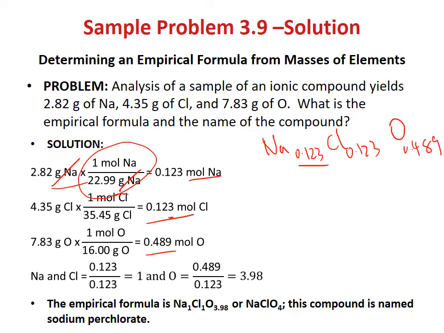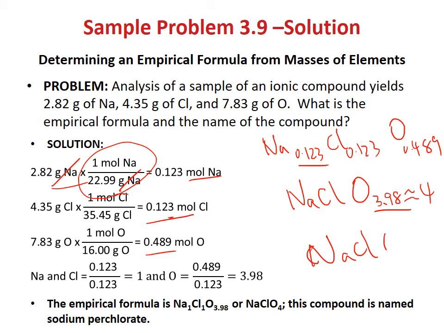So divided by this number, you get sodium 1, chlorine 1, oxygen 3.98. And note that this is very close to 4. When we do chemical analysis, you always induce small errors. And so this can be approximately 4. And so the empirical formula is just sodium, chlorine, oxygen 4. Okay, and that's actually sodium perchlorate.